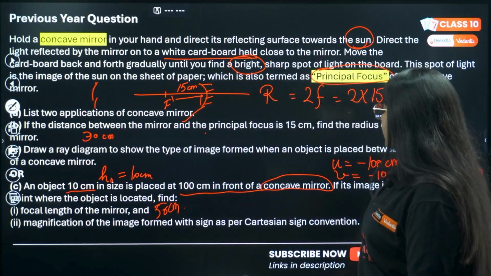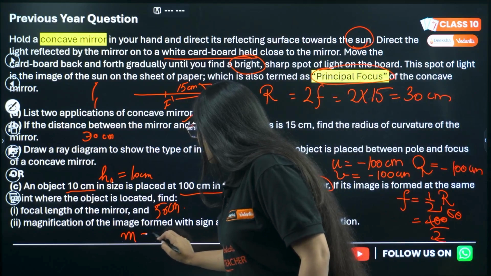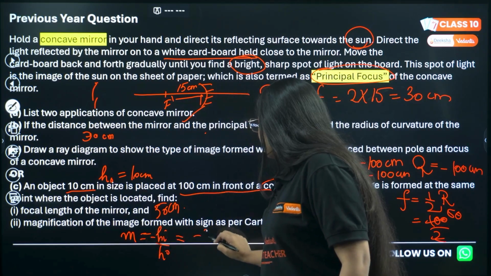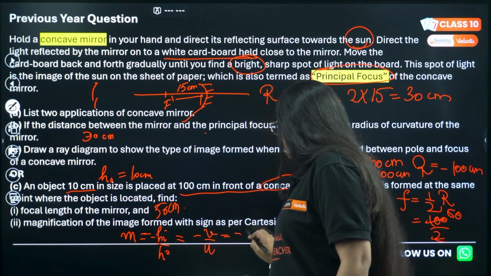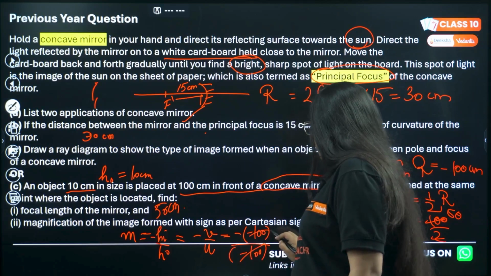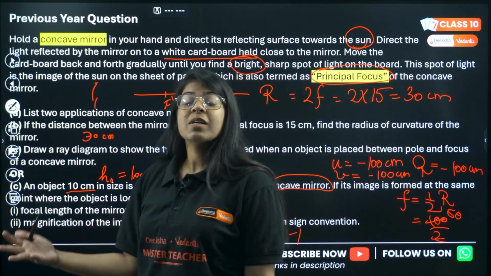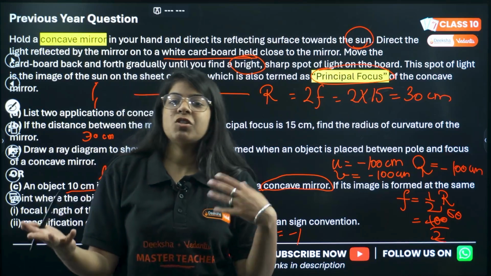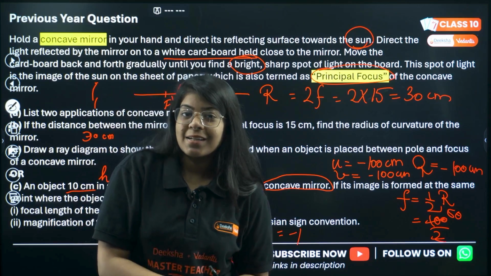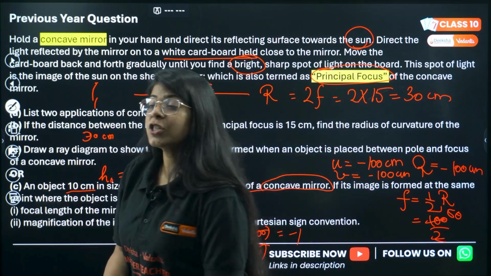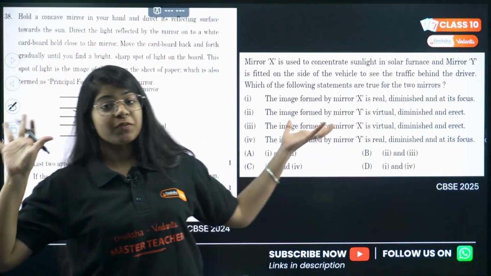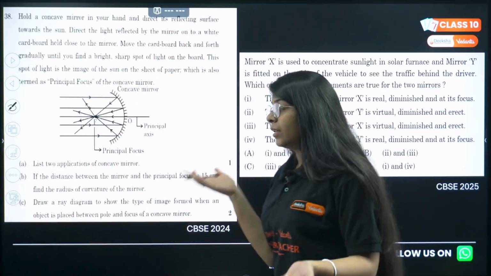Magnification of the image formed with sign. We know there are two formulas, height of image divided by height of object, negative, but we also have minus v by u. V is minus 100 and u is also minus 100. This cancels out. Our magnification is minus 1, which says the image is real, inverted, formed on the downside of our principal axis, and of the same size, which is already given in the question, and we proved it. And hence we solved a very important board's question. This is your proof that this exact same question came in your boards.